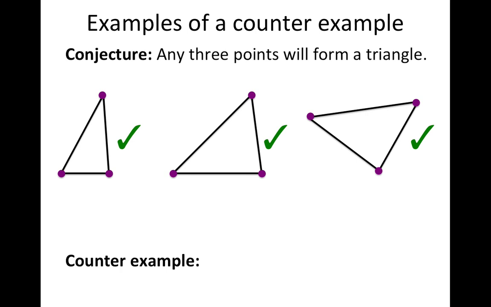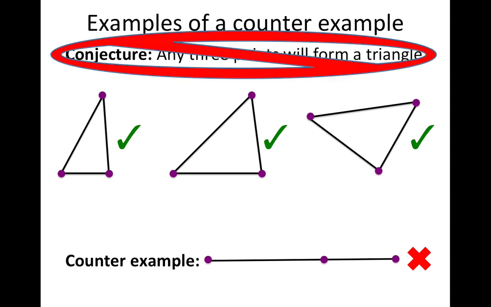But there is a counterexample. That counterexample would be, for example, those 3 points. Those 3 points don't form a triangle, they form a line. They're all on the same line, and so they do not form a triangle. Those are what are called collinear points. So these 3 points at the bottom are a counterexample that proves my conjecture wrong. It is not true that any 3 points will form a triangle. And there's yet another example of a counterexample.